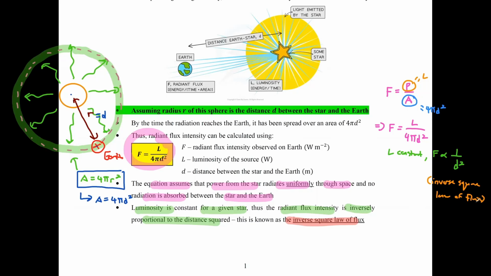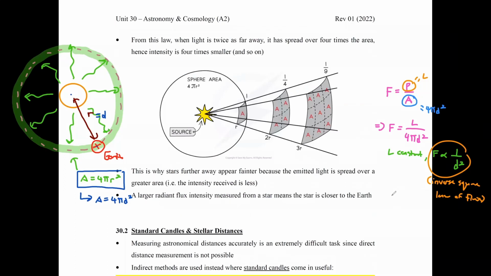Okay, so why is this so important? You have to look at the next page. The inverse square law actually tells us that if your distance were to increase by 2 times, your radiant flux intensity would decrease by 4 times. Whereas if the distance was increased by 3 times, your radiant flux intensity will be decreased by 9 times.